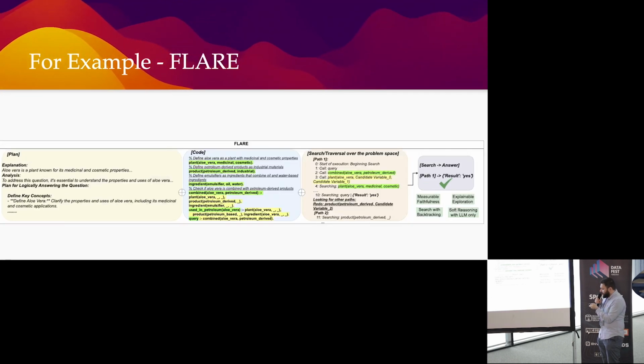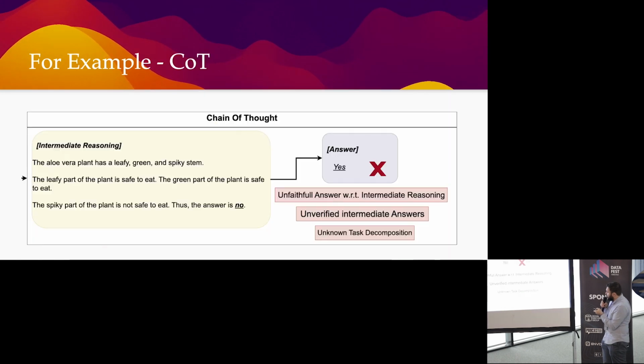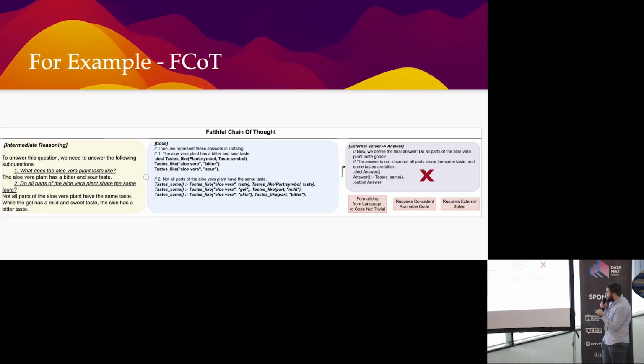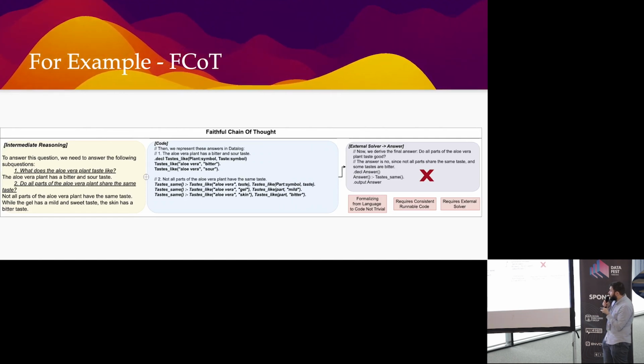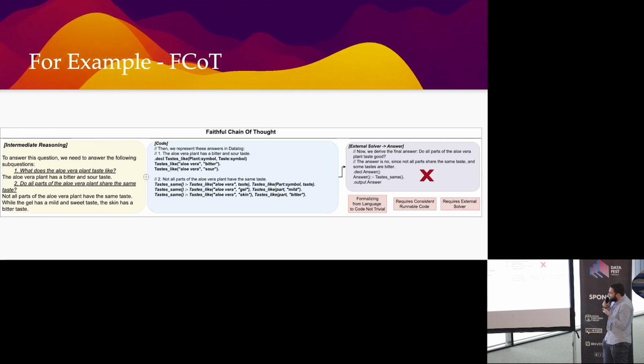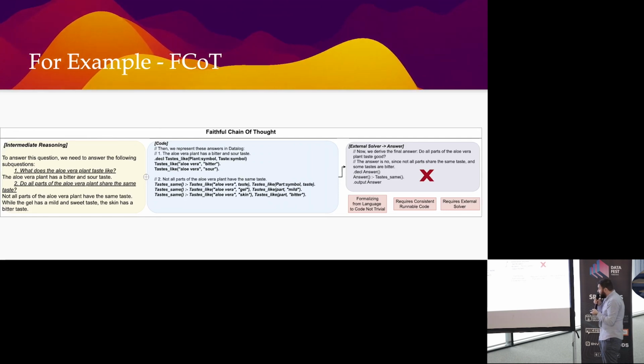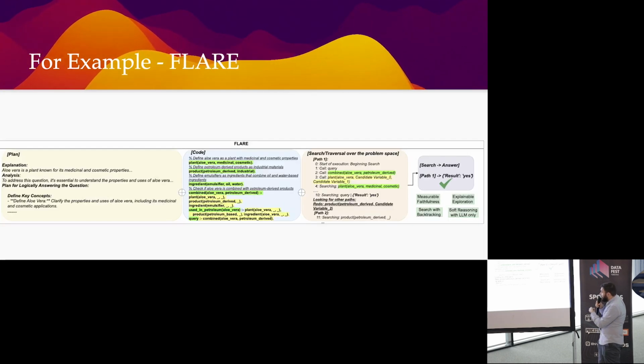Then we have faithful chain of thought. It has intermediate reasons, code, and the results of the code are not parsable. That's why we don't have an answer. Not very nice. So then we have all of this.